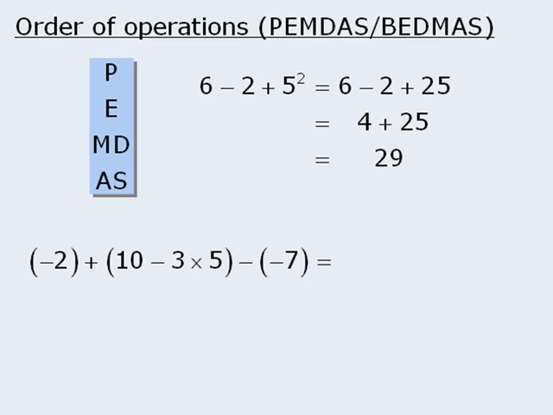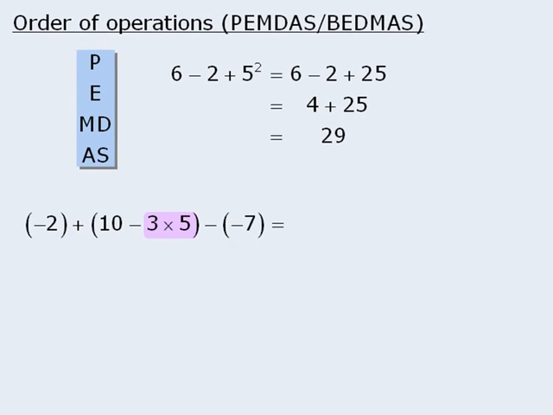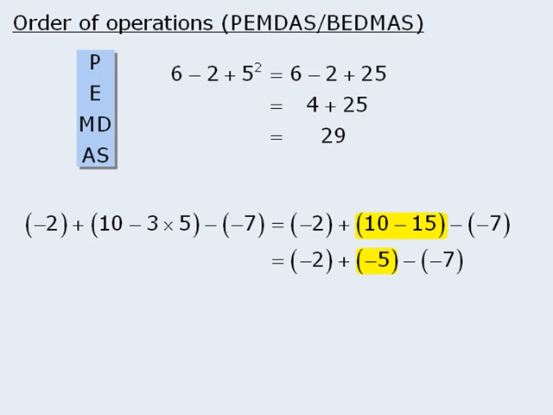Alright, let's try another one. According to PEMDAS, our first step must be to evaluate what's inside the parentheses. Now within these parentheses we have subtraction and multiplication. Since multiplication ranks higher than subtraction, we must tackle this first. So 3 times 5 is 15, so we can replace 3 times 5 with 15 over here. Since we still have parentheses, our next step is to evaluate 10 minus 15, which equals negative 5.